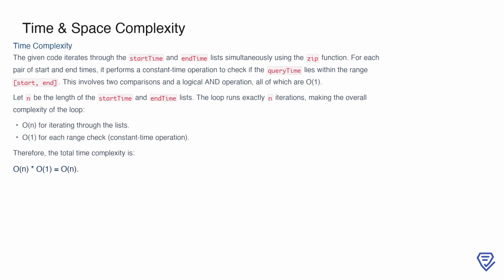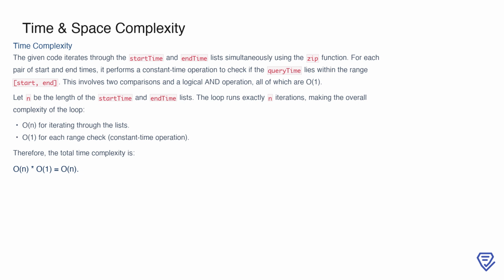When analyzing the time complexity of the given code, we start by noticing that the zip function is used to iterate through the start time and end time lists simultaneously. For each pair of values, the code performs a check to see if the query time falls within the interval defined by the start and end times. This check involves 2 simple comparisons and a logical and operation, all of which are constant time operations, or O(1).